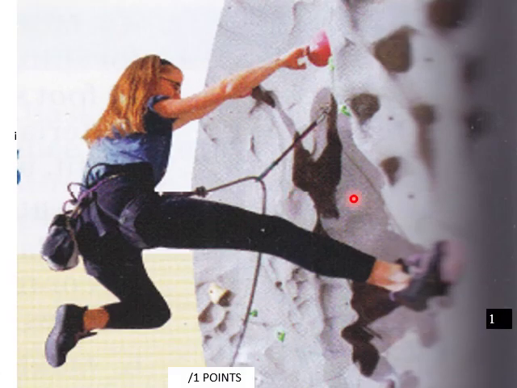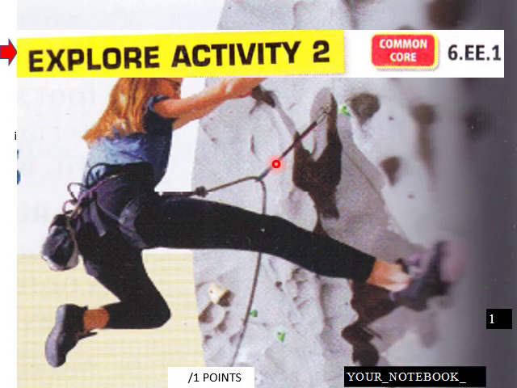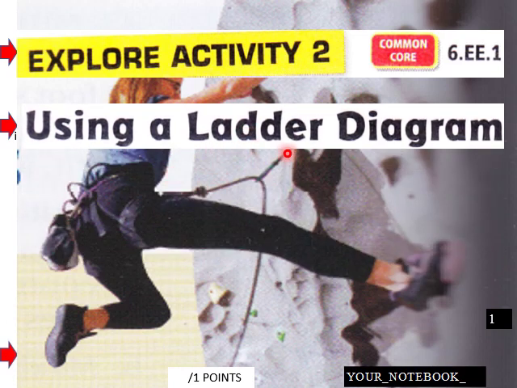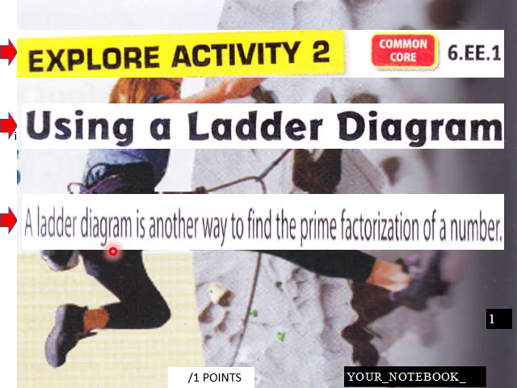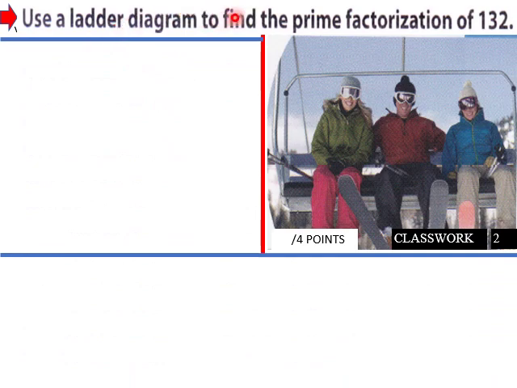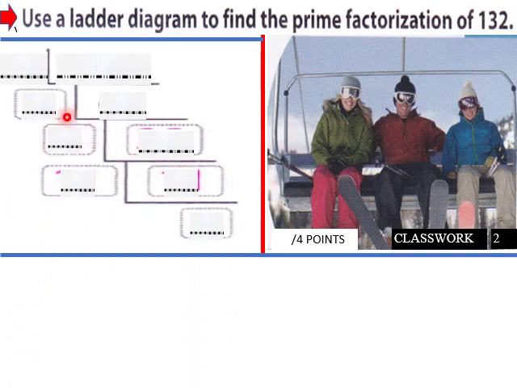And to today's first notebook entry here, explore activity 2, using a ladder diagram. A ladder diagram is another way to find the prime factorization of a number. We started that a little bit in part 1. Use a ladder diagram to find the prime factorization of 132. This will be a ladder diagram, a little bit more formal than the factor tree.